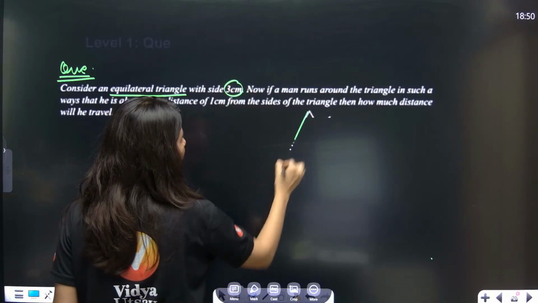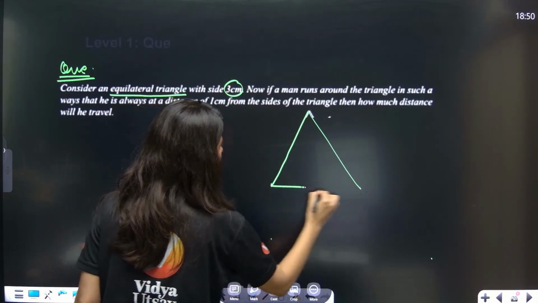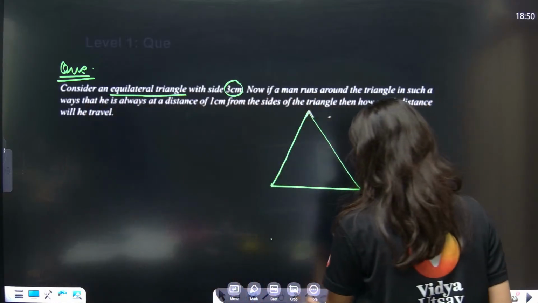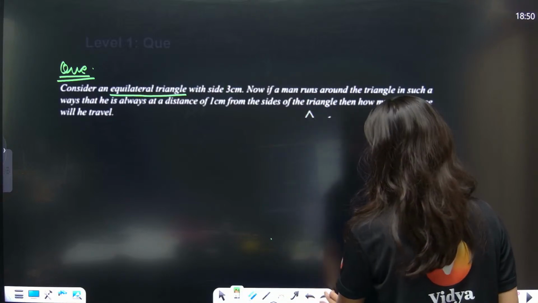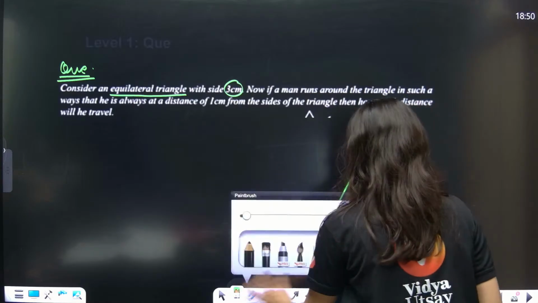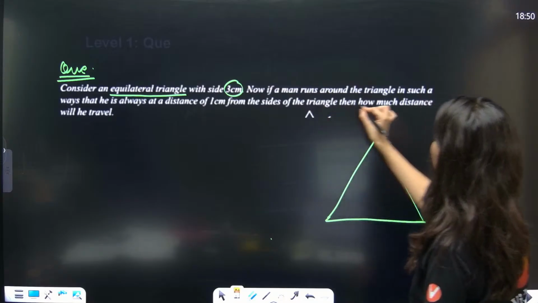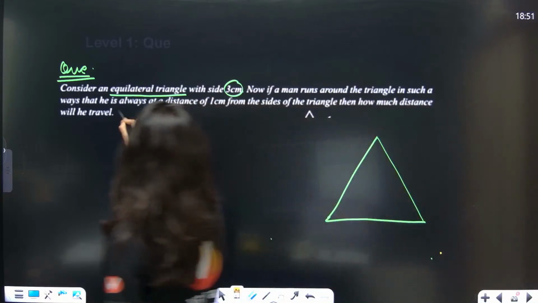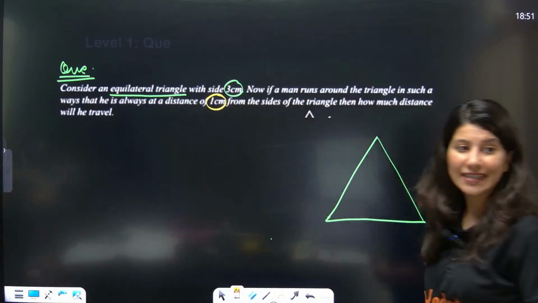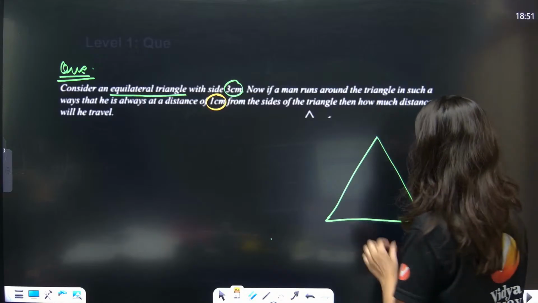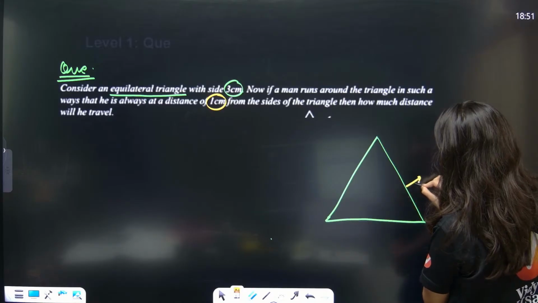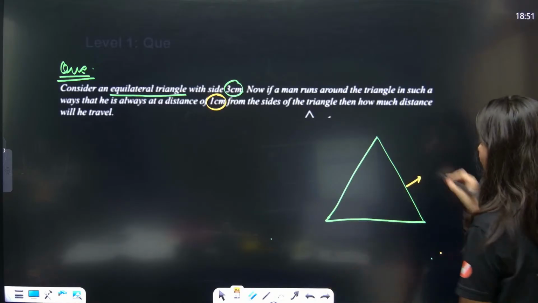So let me draw an equilateral triangle. Side is 3 centimeter. Now if a man runs around a triangle, for that I think I need more space, so let me draw the triangle over here. Now if a man runs around the triangle in such a way that he is always at a distance of 1 centimeter from the sides, how much distance will he travel? So 3 centimeter is the length. But now a man is running 1 centimeter away.